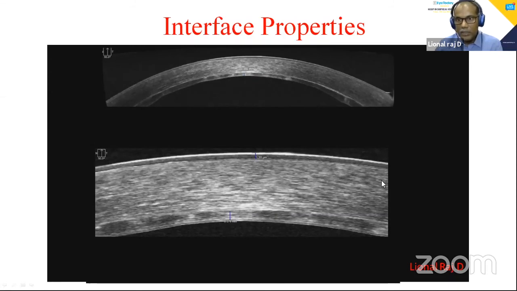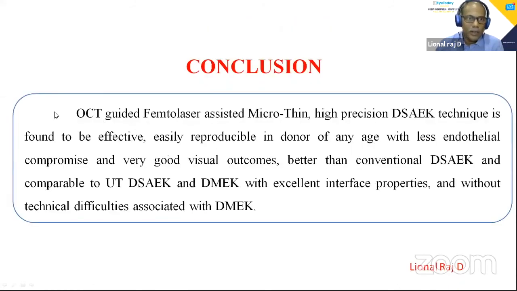To conclude, the OCT guided femto-assisted microthin high precision DSEK technique is found to be effective, very easily reproducible in donors of any age, with less endothelial compromise and good visual outcomes, better than conventional DSEK. The results were comparable to UT DSEK, but there is no graft loss or perforation, and it is much easier than DMEK or even PDEK, with excellent interface properties and less technical difficulties associated with other endothelial keratoplasty procedures.